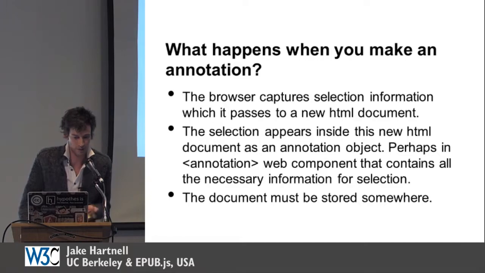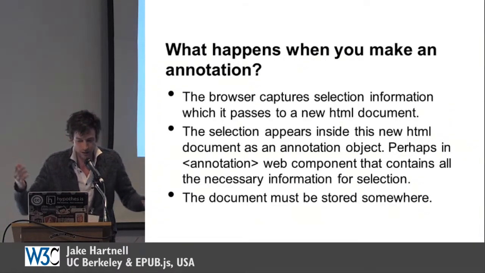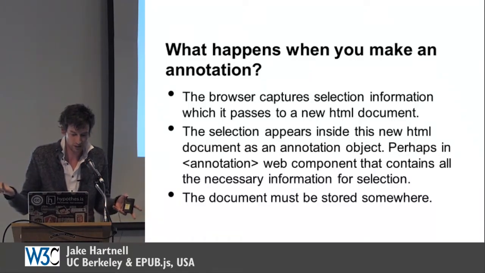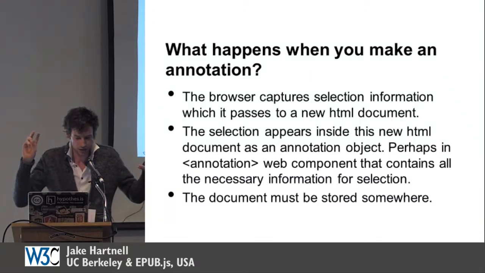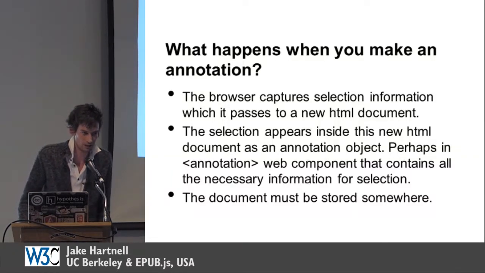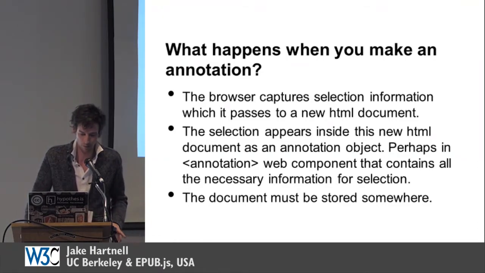And so what happens when you make this annotation? Well, the browser captures the selection information, which it passes to this new HTML document. Maybe this selection information inside this new HTML document appears as an annotation object, perhaps an annotation web component that contains all the necessary information for selection. Now, this is where things get interesting, and this is kind of what I want to talk about mostly.